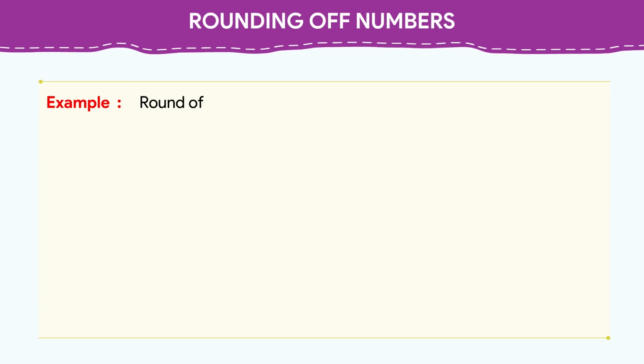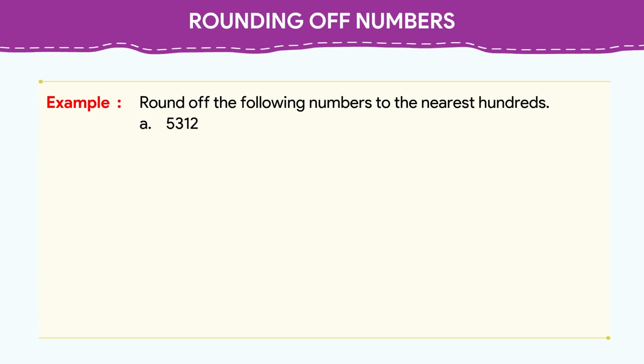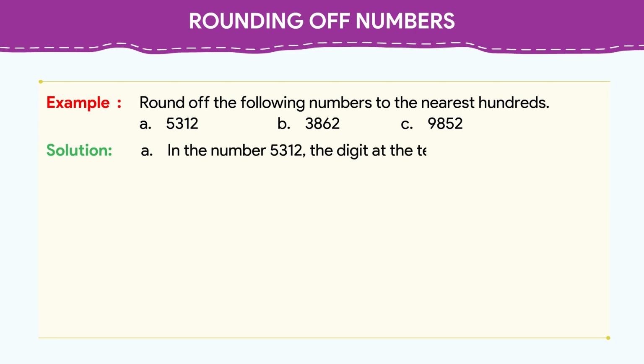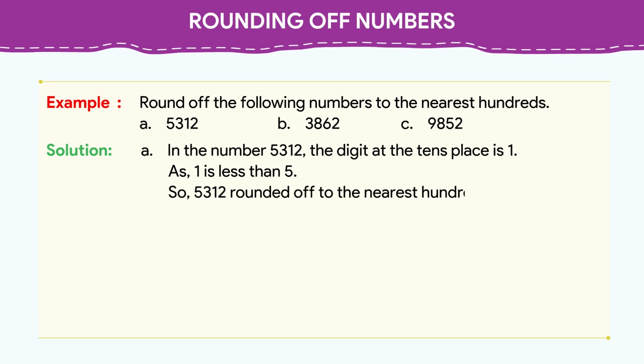Example. Round off the following numbers to the nearest hundreds. A. 5312. B. 3862. C. 9852. Solution. A. In the number 5312, the digit at the tens place is 1. As 1 is less than 5. So, 5312 rounded off to the nearest hundreds is 5300.